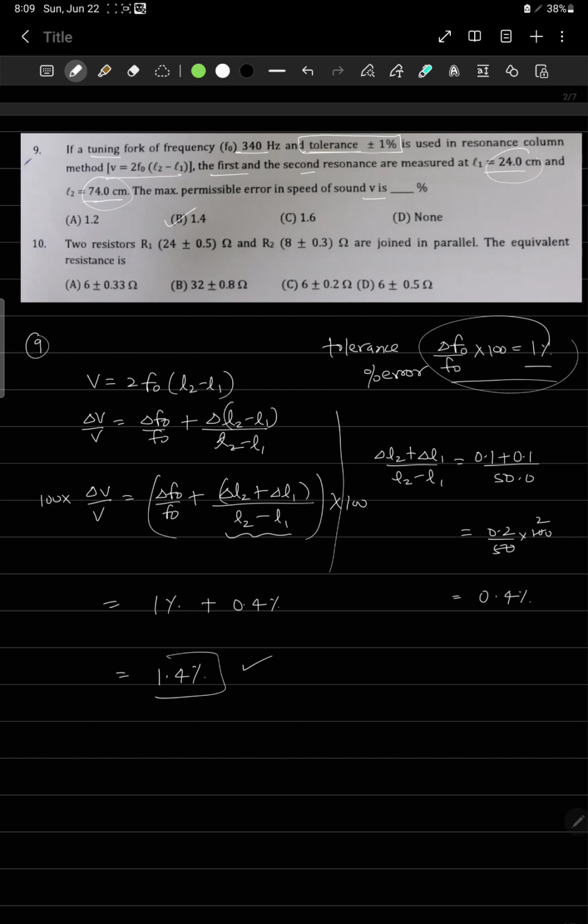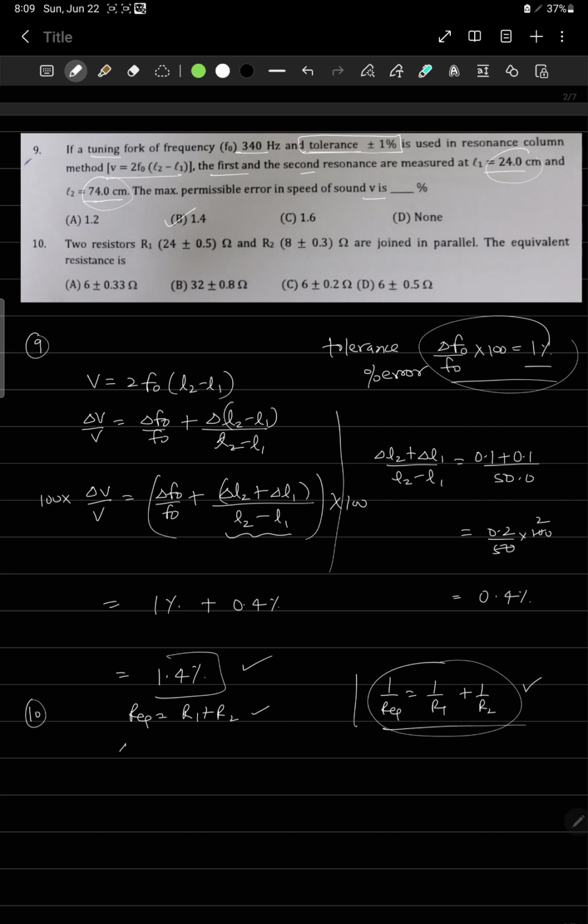Now we see another question, number 10, which is related to the equivalent resistance. We know the formula: if two resistors are connected in series, R equivalent is R1 plus R2. And if they are connected in parallel, 1 by R equivalent is equal to 1 by R1 plus 1 by R2. Okay, I'll do this question here. You can try the same with the same data. You can try this parallel combination.